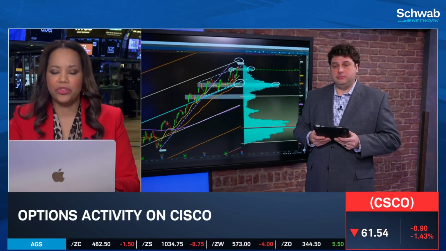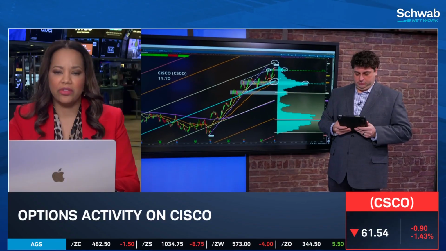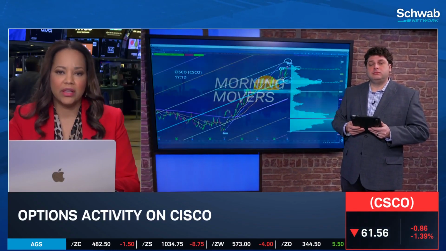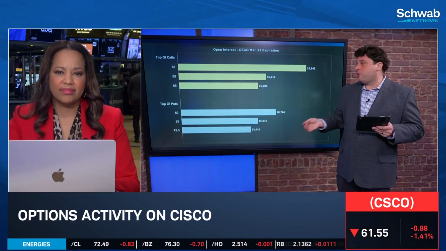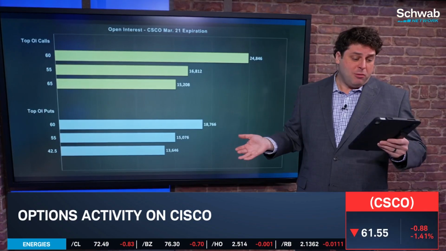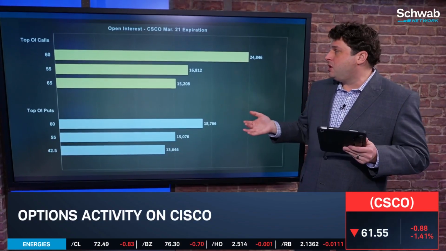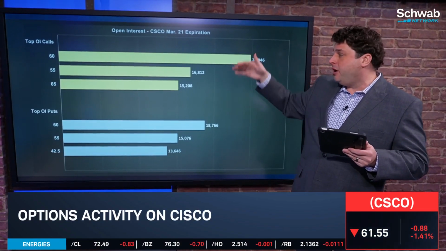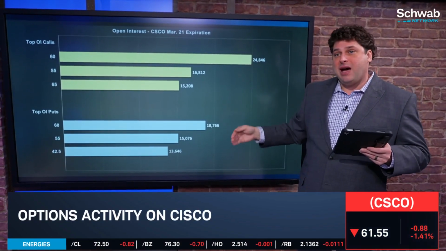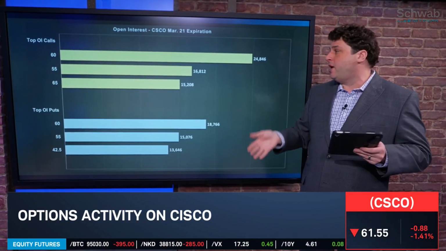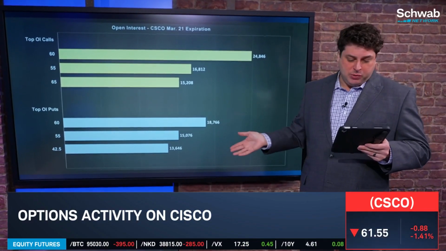Now, I know you often take a look at the options activity, look for any patterns there. What did you notice in terms of any options activity in Cisco from yesterday, Rick? So we do have earnings coming up, but the most important expiration in terms of open interest by far was March 21st here. And you can see here the top two for both sides, the calls and puts, 60 and 55. So those could be some important strikes to keep in mind here as we go forward.